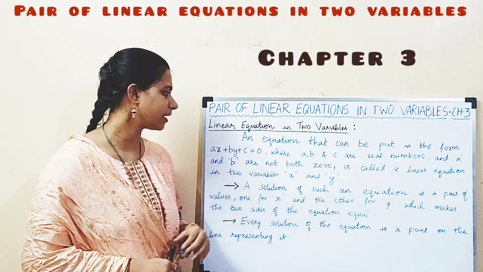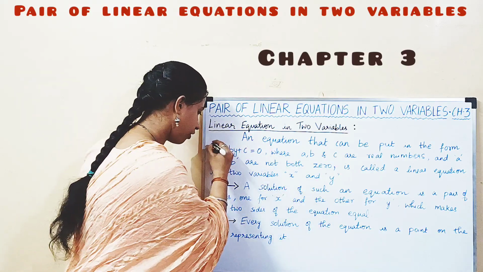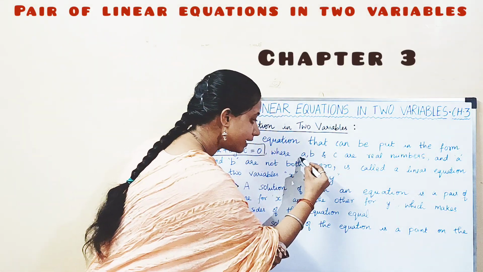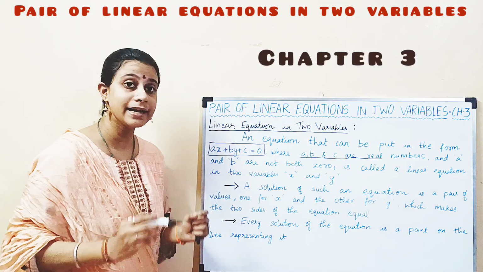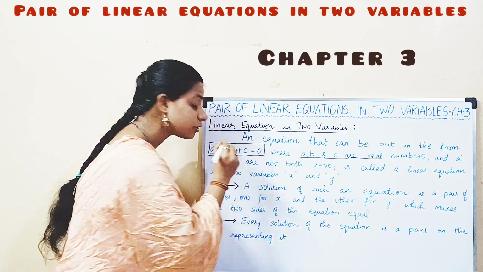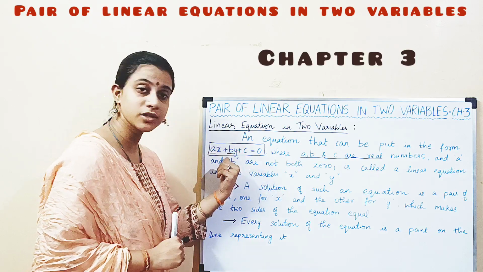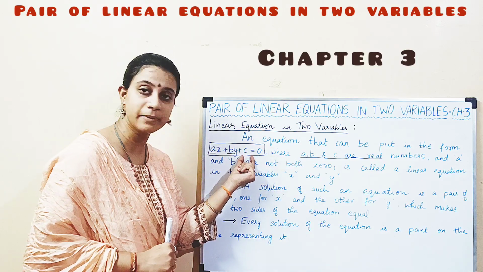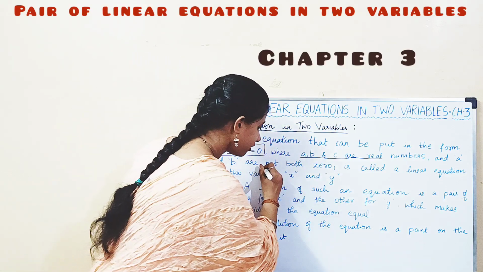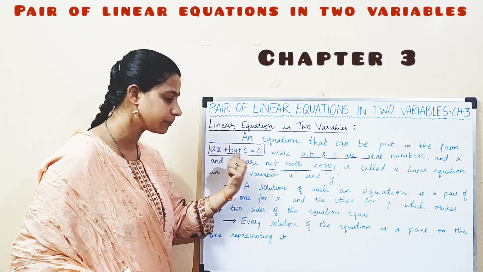Coming to the introduction part, what is a linear equation in two variables? Any equation that can be put in the form ax plus by plus c equal to 0, where a, b and c are real numbers and a and b both are non-zero. a and b both should not be equal to 0, because if that happens, then the variable part of the equation will be completely eliminated and only the constant part will be remaining. So it is necessary that a and b both are not 0. This is called a linear equation in two variables x and y.